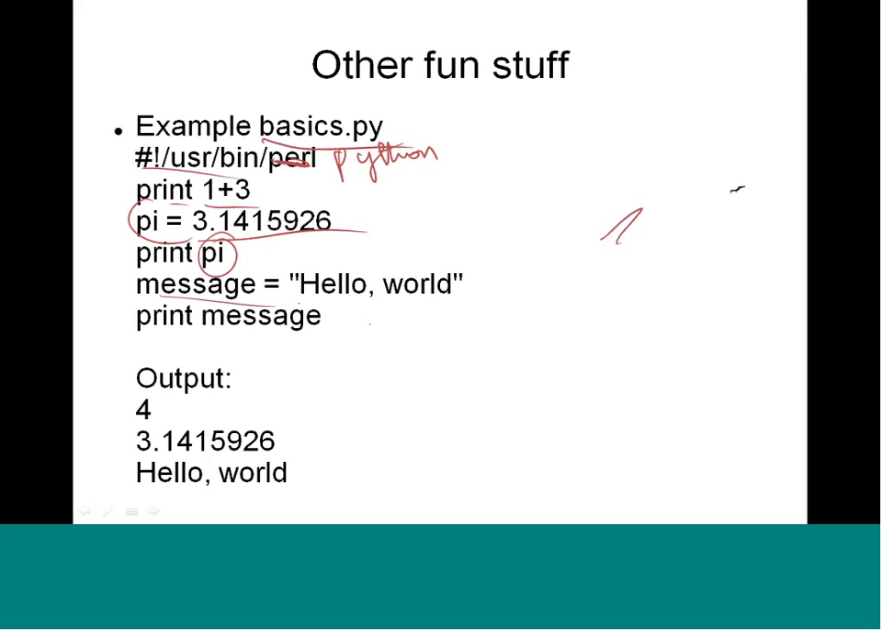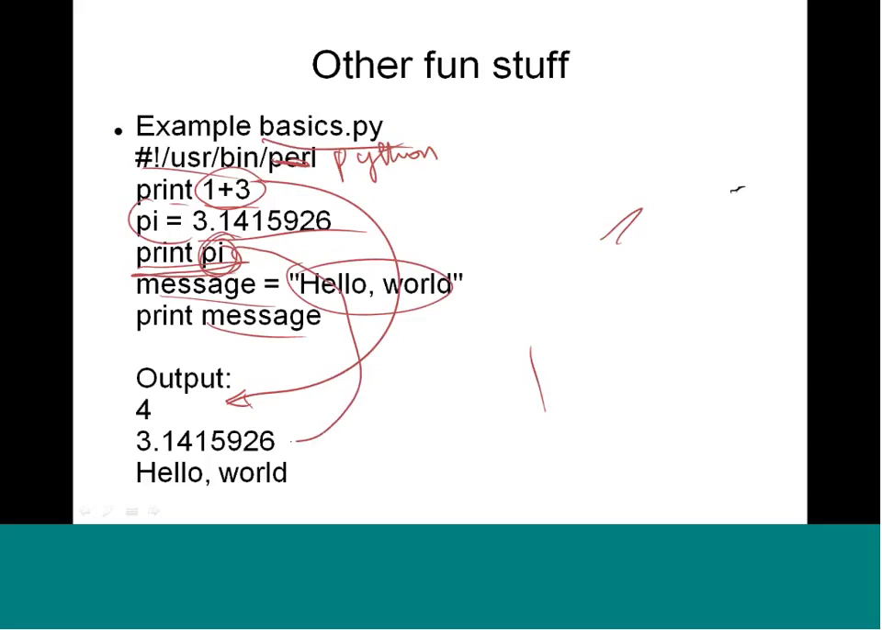And we just say print pi. We can also make a message, and the message is the string hello world, and then we can put print message. So now the output of this particular run is going to be, the first one evaluates this expression and prints the result, which is 4. For the second one, there is a print pi statement, and it is only going to replace this pi with the actual value.